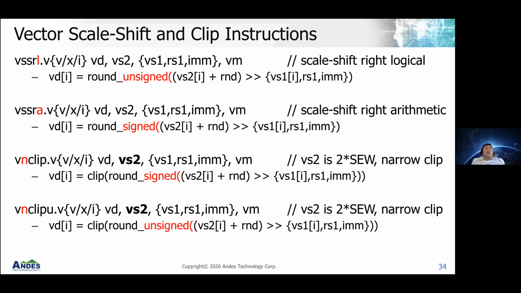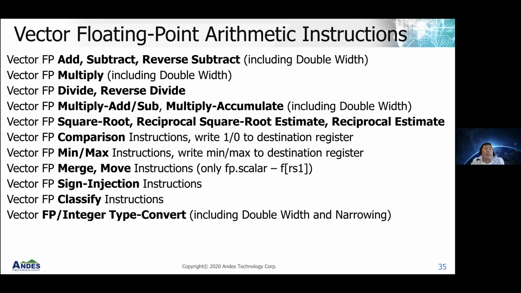Then you had a scale, shift, and clip instruction, basically including the rounding add, shift right, and then rounding add and shift right, and then with the clip, you just clip the data back to the VD, right? It's basically a narrow, so from wide to narrow. VS2 is double width, and the restored data is single width. Okay.